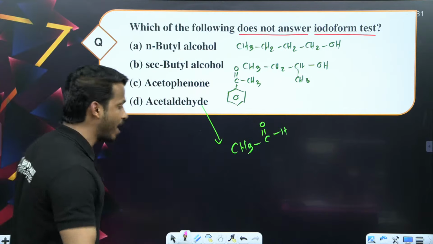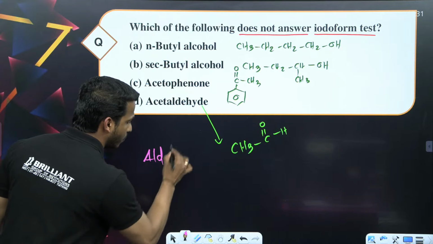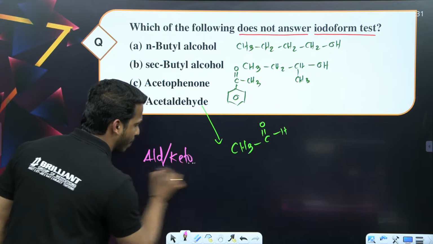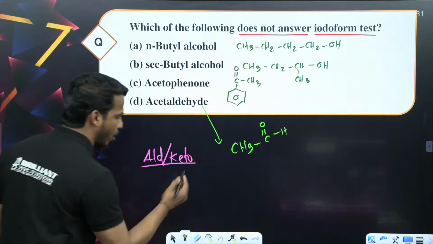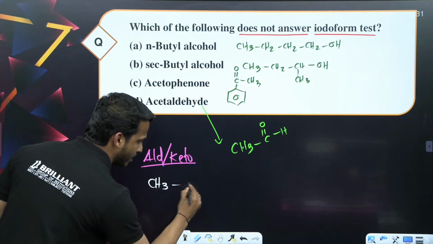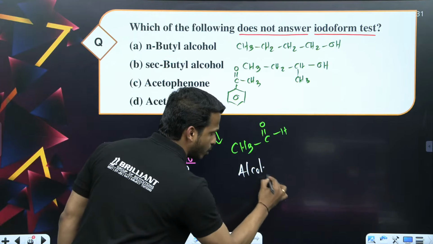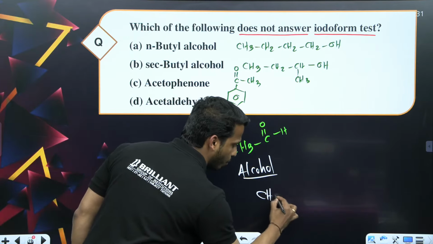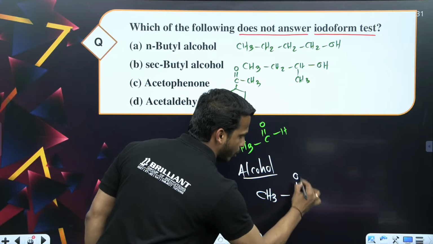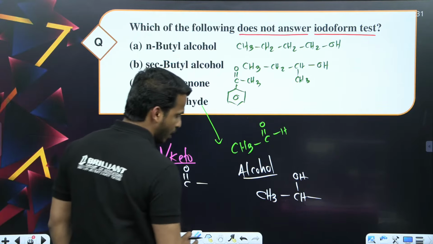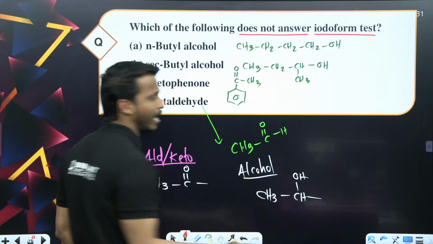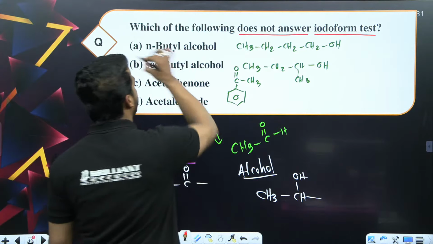Dear all, once again I am reminding you, the iodoform test is given by aldehydes or ketones. They should contain the CH3CO group. It is also given by alcohols with a CH3CHOH group. So where these groups are not there, that you have to find out. Let's go with option A.